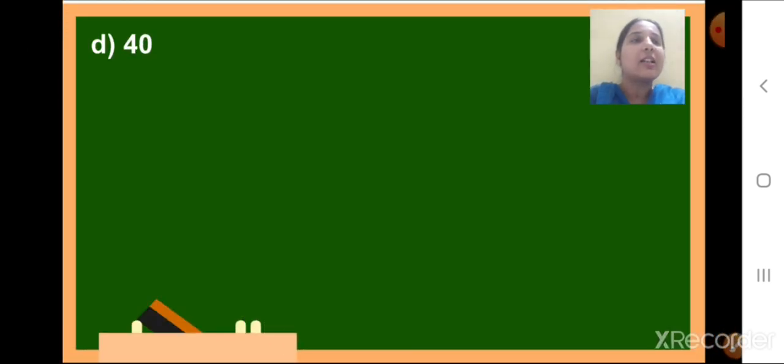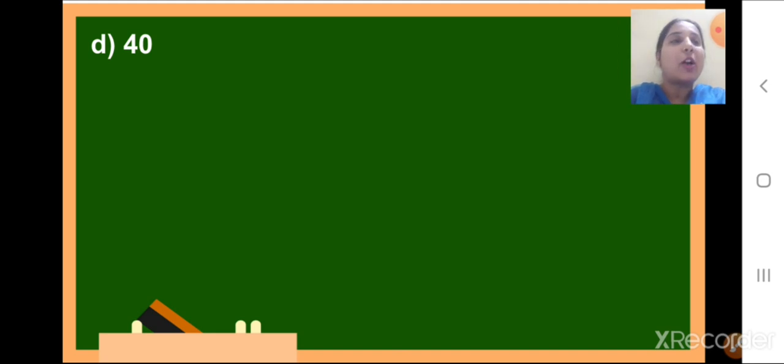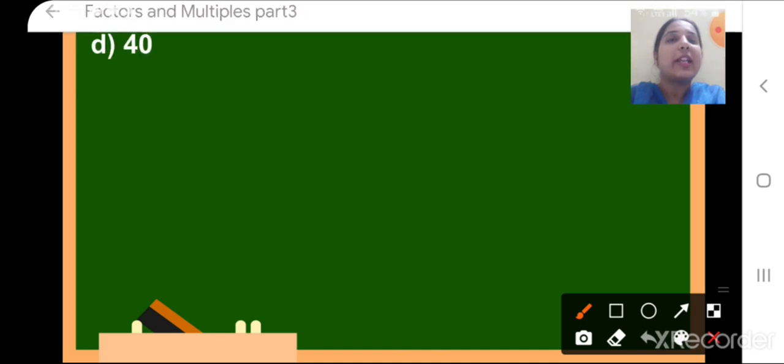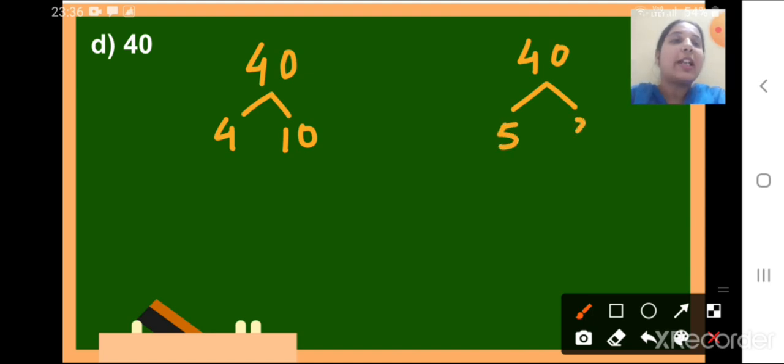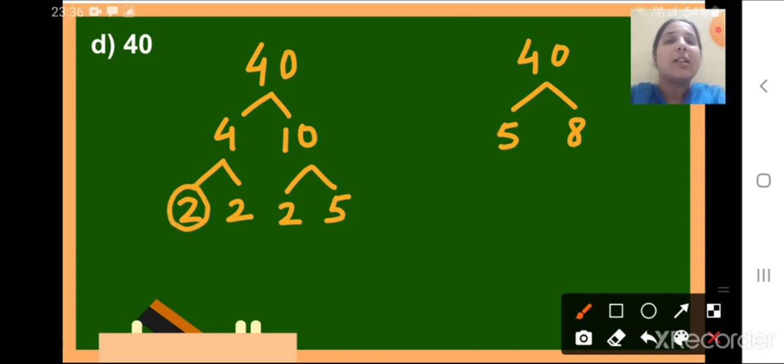Question number D is make the factor tree of number 40. So here also we can factorize 40 as the product of 4 tens are 40. We can also write it as 5 eights are 40, isn't it? You can also write it as 2 20s are 40, and then you can factorize it. So 2 2s are 4 here we will get, and here we will get 2 5s are 10, and now we will circle because we have got the prime factors.